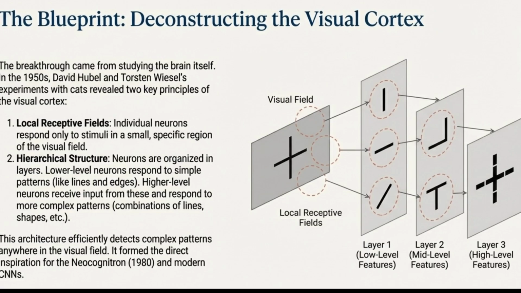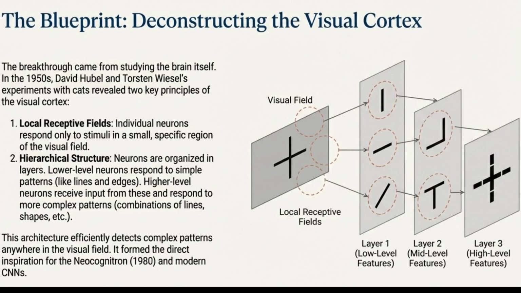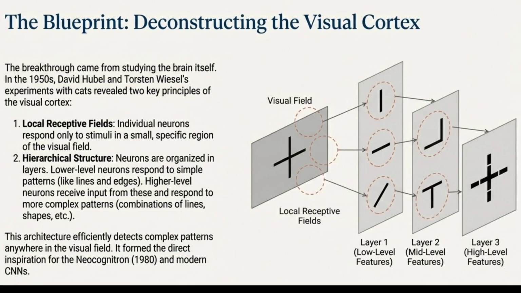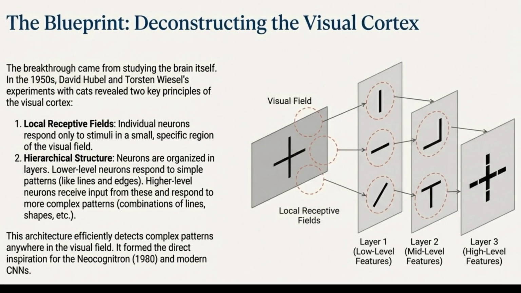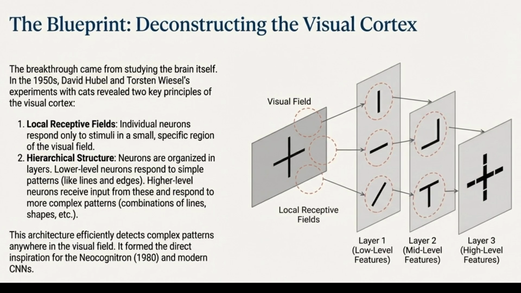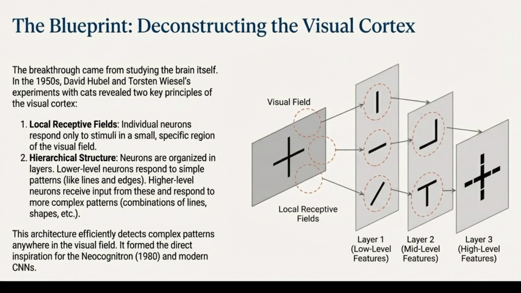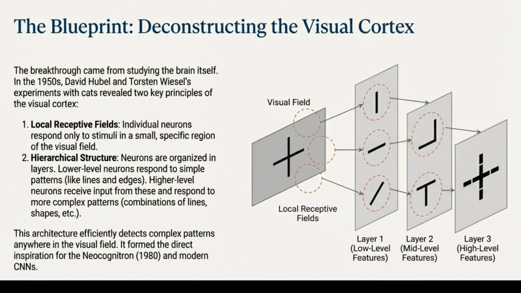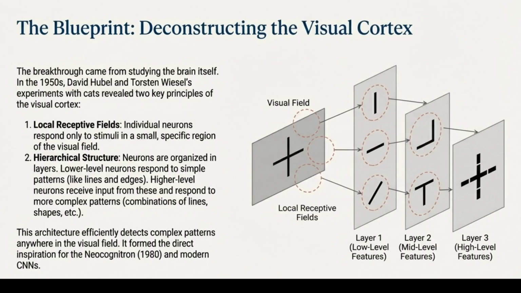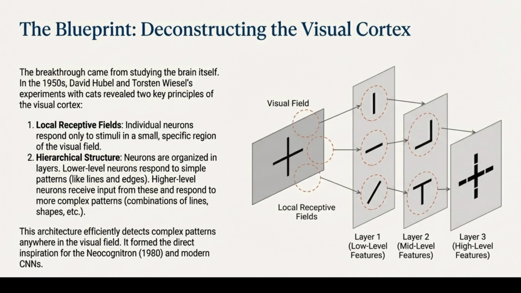The second, and perhaps most critical, principle is hierarchical structure. These local field neurons are organized in layers. Lower-level neurons respond to very simple, fundamental patterns, such as oriented lines and edges. These then feed into higher-level neurons, which respond to increasingly complex combinations of those simple patterns, eventually recognizing things like corners, shapes, and complex objects. The diagram on the right illustrates this perfectly. Simple lines detected in Layer 1 combine in Layer 2 to form corners and T-shapes, which in turn combine in Layer 3 to form a complex cross shape.